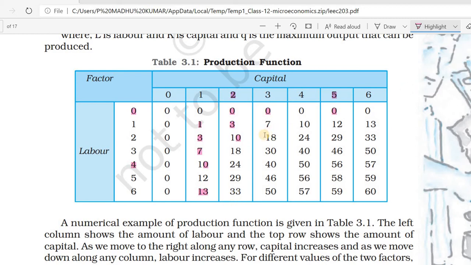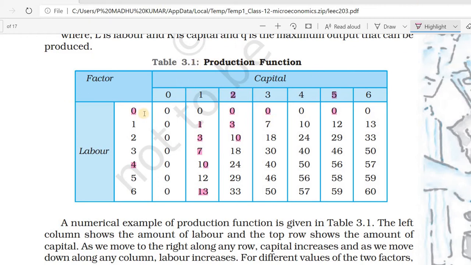In last class, we studied about production function. Production function is the functional relation between input and output. We studied which are the inputs. Today we can study some numerical example of production function. Here you can see production function.